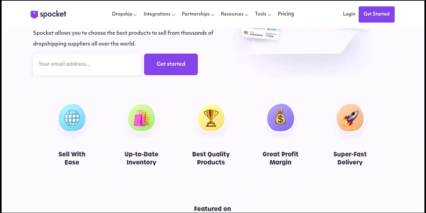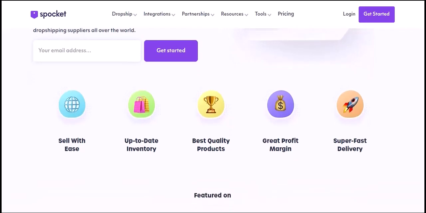Oberlo primarily focuses on AliExpress, which means you'll have access to a vast selection of products at competitive prices. However, this also means you might encounter longer shipping times, especially for products coming from China. Spocket, on the other hand, sources products from various suppliers, including those based in the United States and Europe. This can lead to faster shipping times and potentially higher profit margins.